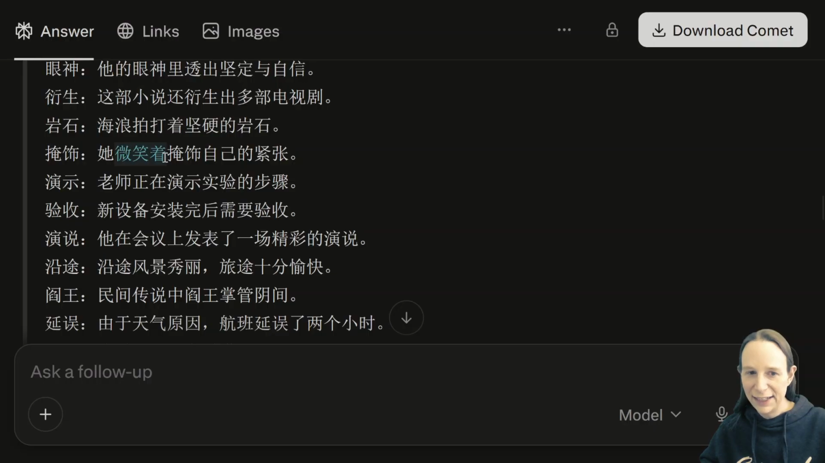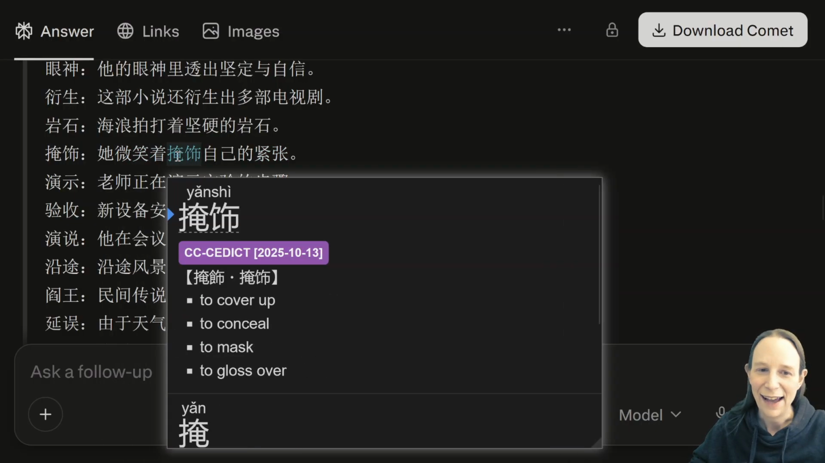So she's smiling and thereby covering up her nervousness. Smiling, or maybe even laughing. Yeah, sometimes it's like that. You have this nervous laughter, and other people might misinterpret that as confidence. But yeah, I have a lot of trouble picking up on this sort of thing.